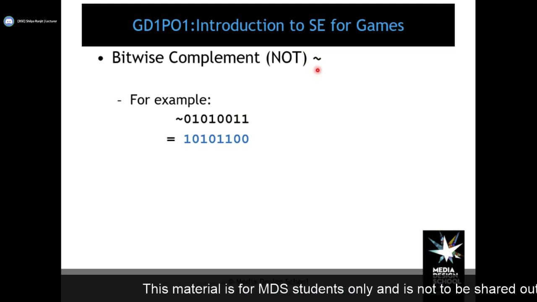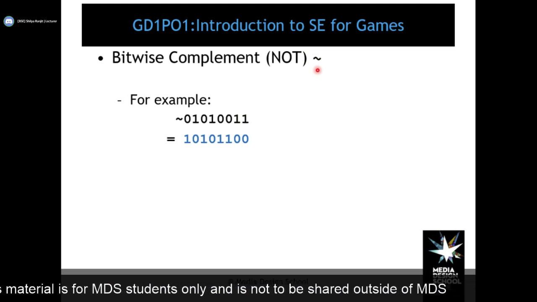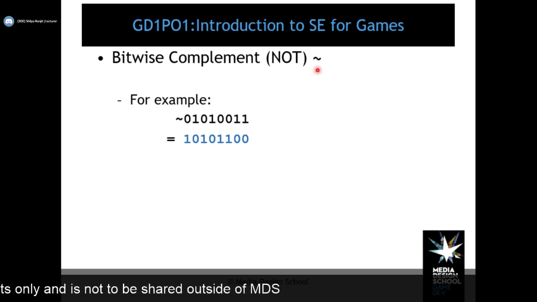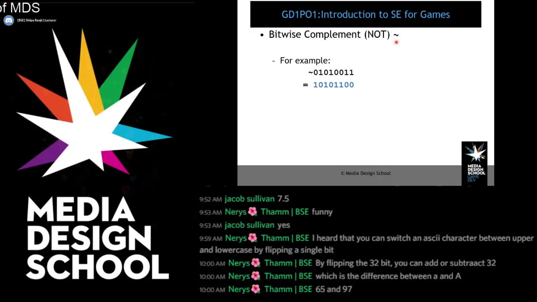The difference between... what is the difference between A and A? So the difference between the two is like 32. Yeah, so that seems to be logical. Yeah, that's right. Yeah, what he says seems to be logical. Yeah, that's right.